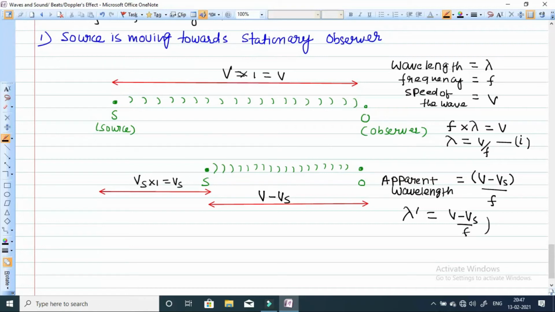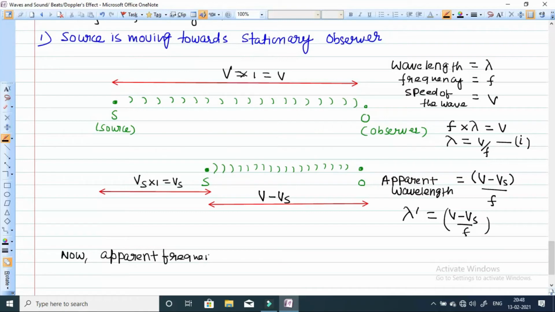So if the wavelength is changing, then we can calculate the apparent frequency also. So now we can write down the apparent frequency.